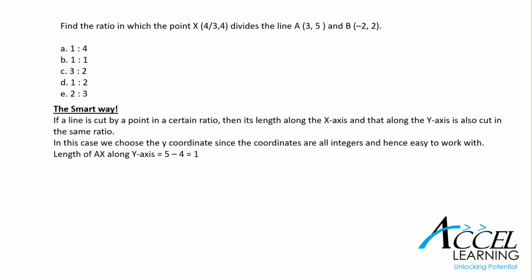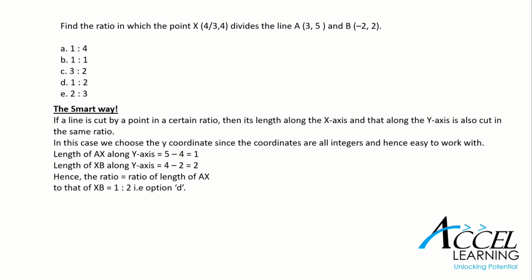Length of AX along the y-axis is equal to 5 minus 4, which is equal to 1. Length of XB along the y-axis is equal to 4 minus 2, which is equal to 2. Hence, the ratio is equal to the ratio of the length of AX to that of XB, which is equal to 1:2, and that is option D. And the estimated time to arrive at the answer is 10 seconds.